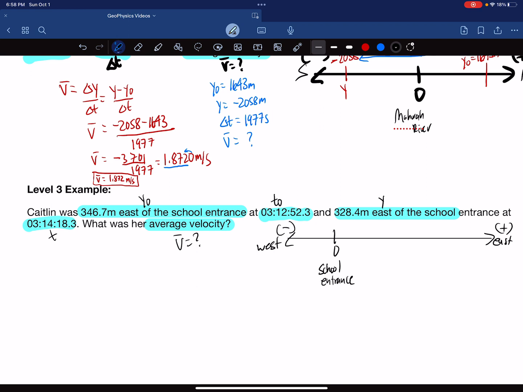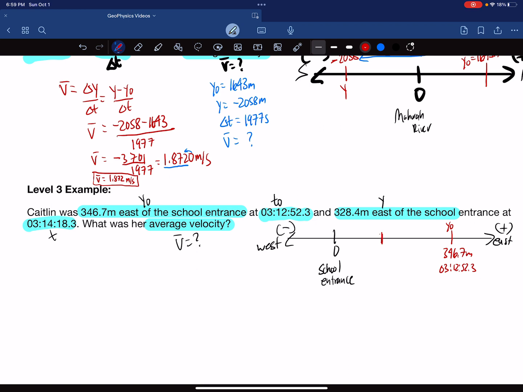Now, where is she to start? She's at 346.7 meters east of the school entrance. And that is her starting position. And we know that occurs at 03:12:52.3. And then a little later, she's at 328.4.